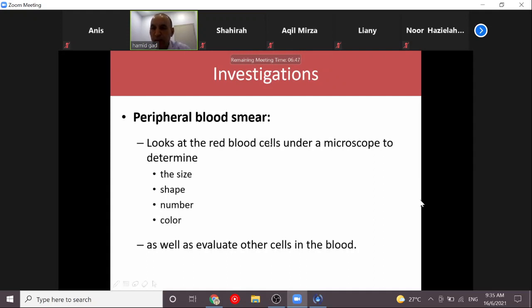So in terms of red blood cell, you have to compare the size. Does it look normal? Usually the size is very close, almost the same as lymphocytes. So if you find lymphocytes, you compare. The shape of the red blood cell, does it look normal? The number and the color, does it look pink? And as well you have to evaluate other cells, the white blood cells. So you have to remember what to see on the peripheral blood.